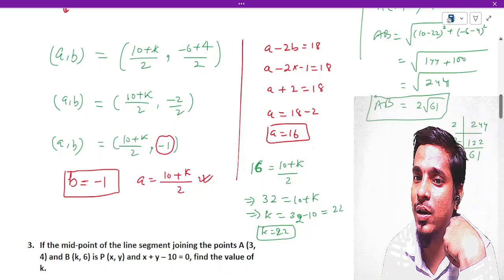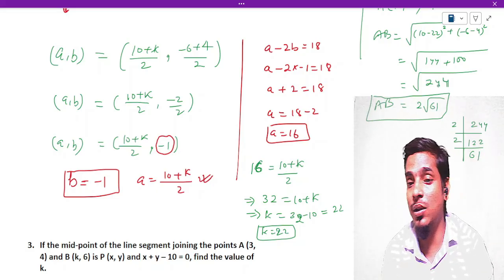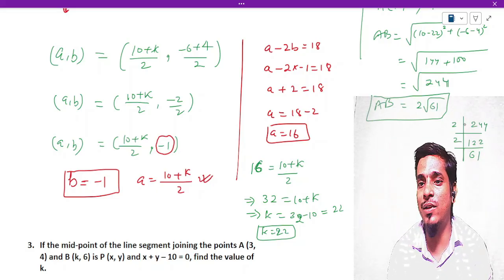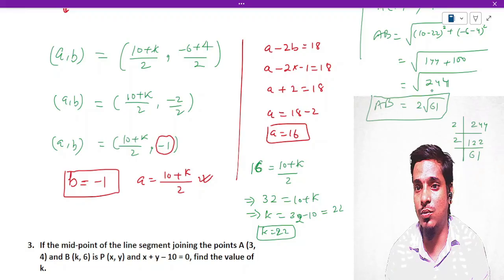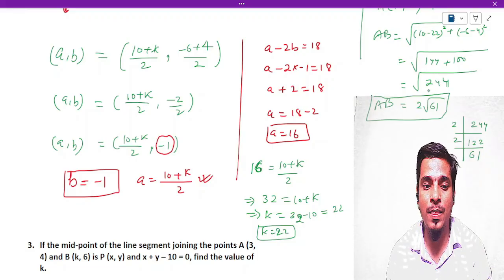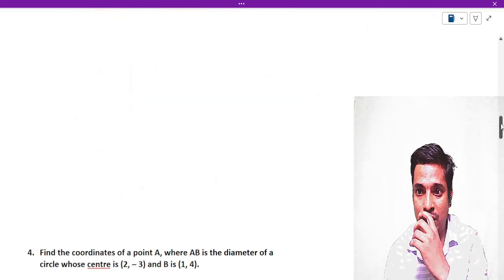Make sure whenever we are dealing with the distance, if the number inside the square root is some bigger number, try to go for prime factorization and check if we can take any of the common factor out. Okay. So now let's try this question then. Next question.